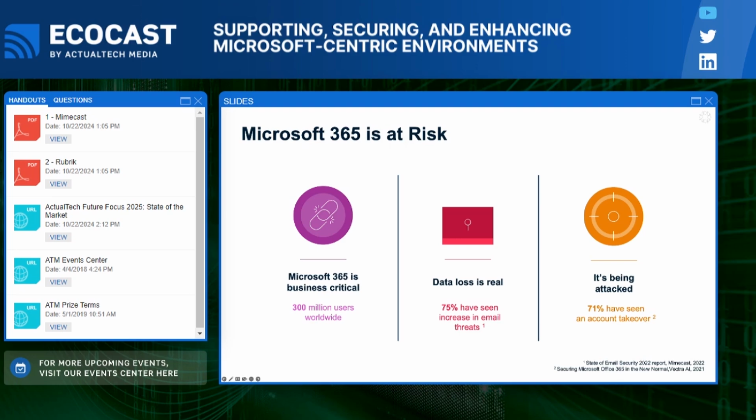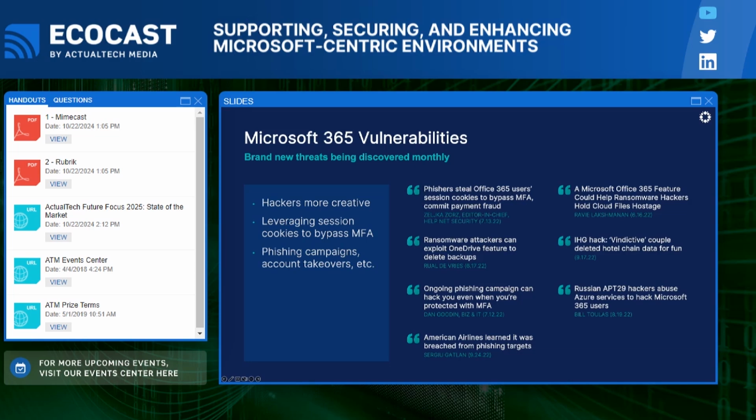That's a stat not on this slide. 85% of users have experienced an email breach as well. So there are brand new threats and vulnerabilities that are being discovered monthly. But hackers continue to get even more creative. They're leveraging session cookies to bypass multi-factor authentication. They're exploiting what once was a technical differentiator for Microsoft 365 to now being used to hold cloud files hostage. Phishing campaigns are evolving. They're cumulative based on hackers getting more advanced each and every month.